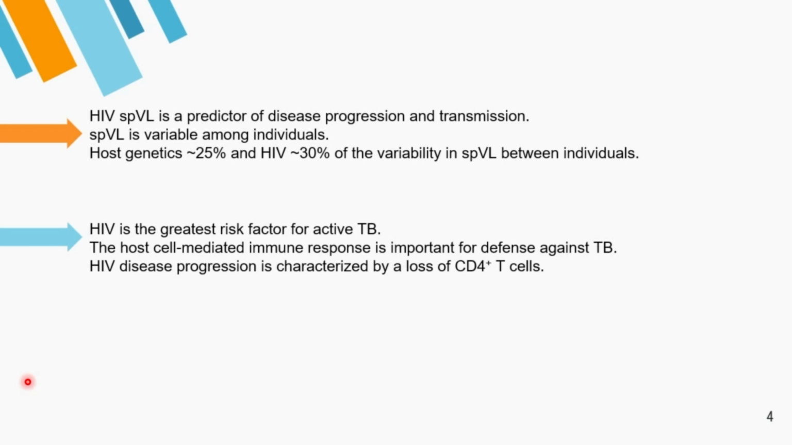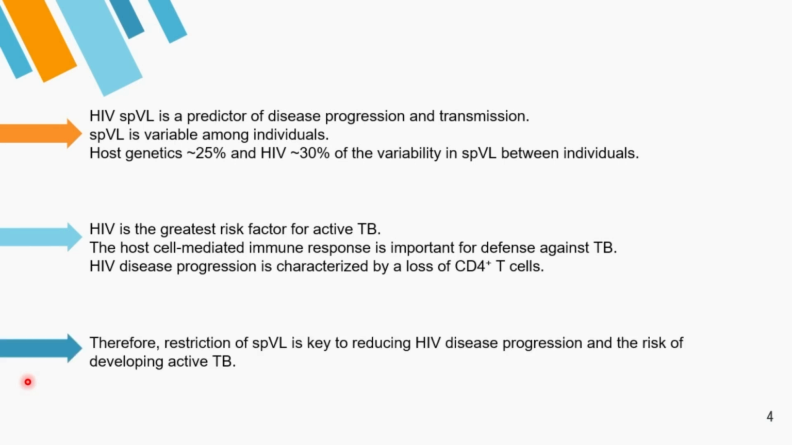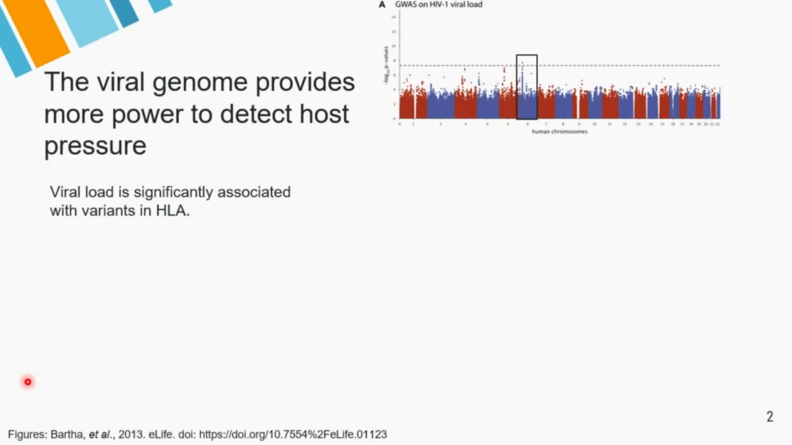And so, as I said, HIV set point viral load is a predictor of HIV disease progression, which is characterized by the loss of CD4 positive T cells, which is part of the cell-mediated immune response. And so therefore, the restriction of HIV set point viral load is not only key to reducing HIV disease progression, but also the risk of acquiring active tuberculosis.